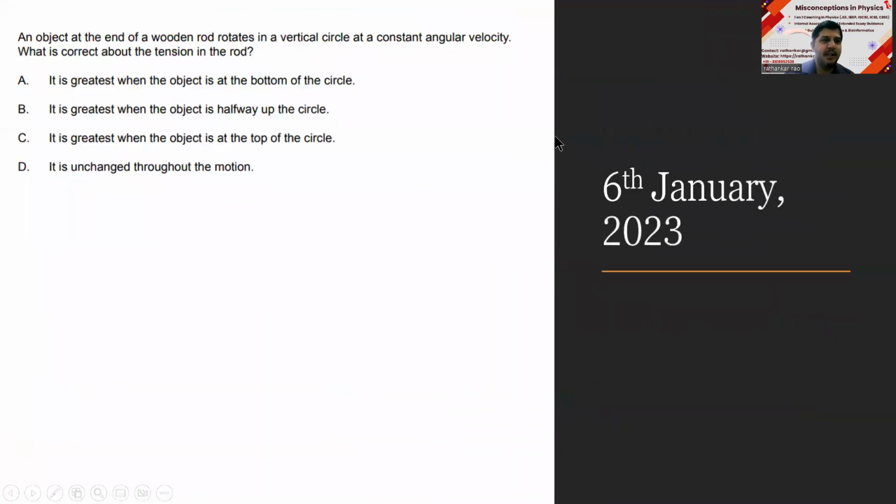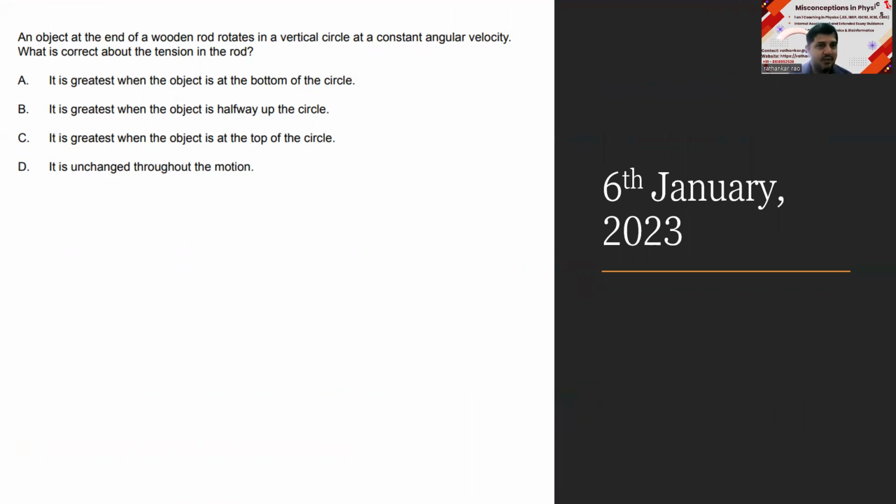The first question: an object at the end of a wooden rod rotates in a vertical circle at a constant angular velocity. What is correct about the tension in the rod? So you have a wooden rod which rotates in a vertical circle with constant angular velocity. What happens with the tension in the rod? There are 4 options given.